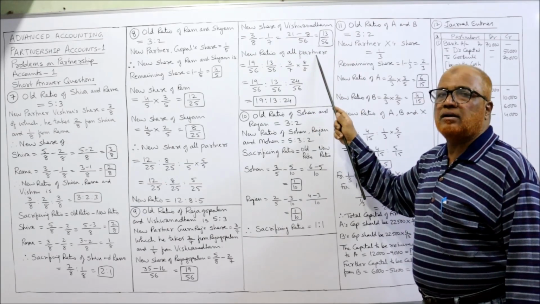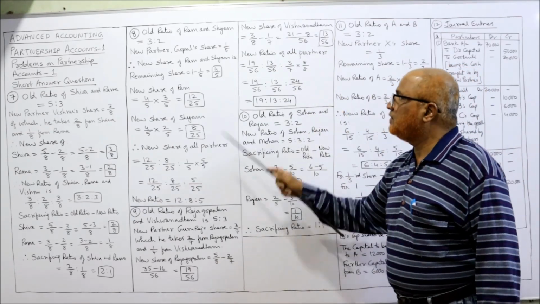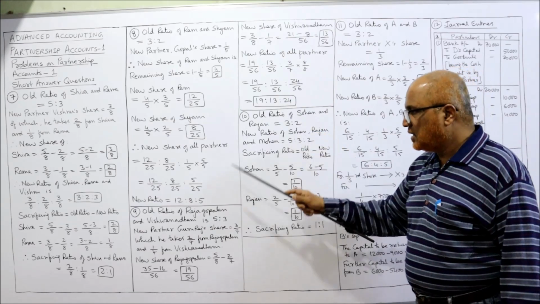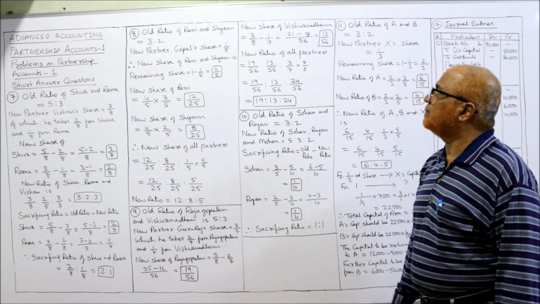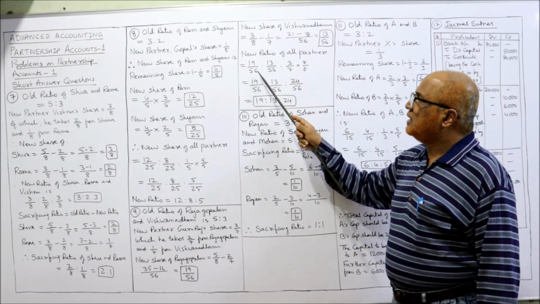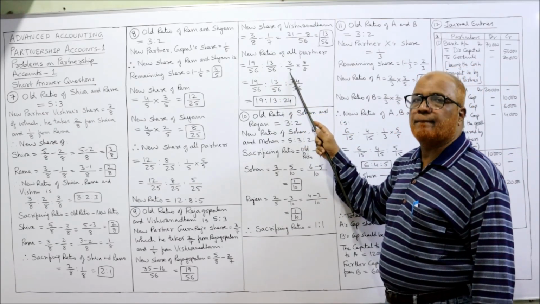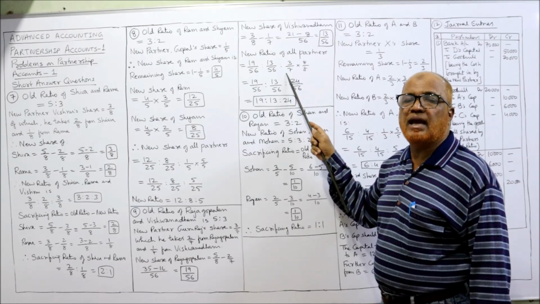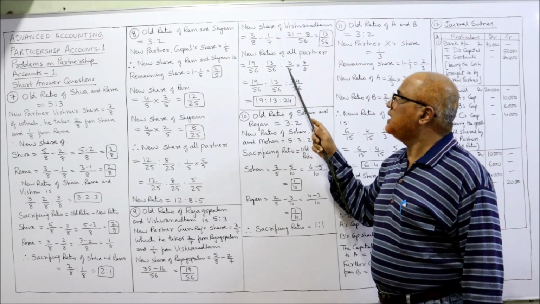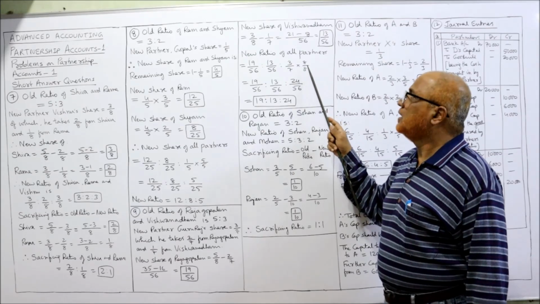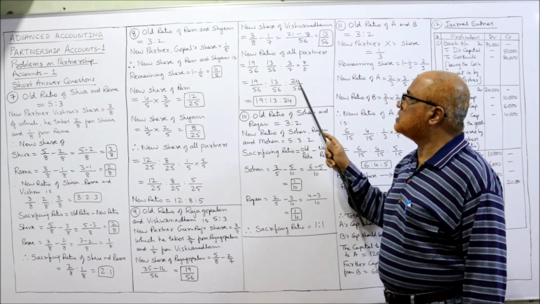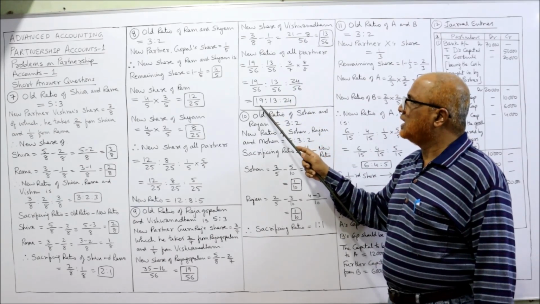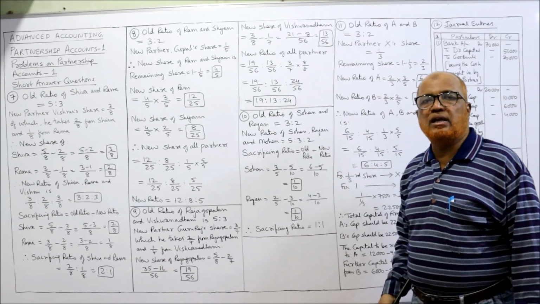Now the new ratio of all the partners. The first one, 19 by 56, this is Rajagopalan. Vishwanatham is 13 by 56. And the new partner Gururaj is 3 by 7. But here the denominators are 56, 56, and here it is 7. So we want to convert this 7 into 56. So we have to multiply by 8. 8 into 7 is 56. So multiply the numerator and denominator by 8. 8 threes are 24, 8 sevens are 56. Now you can see all the denominators are the same. So the new profit sharing ratio is 19 is to 13 is to 24.